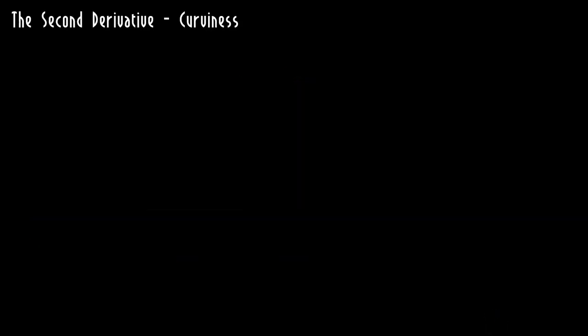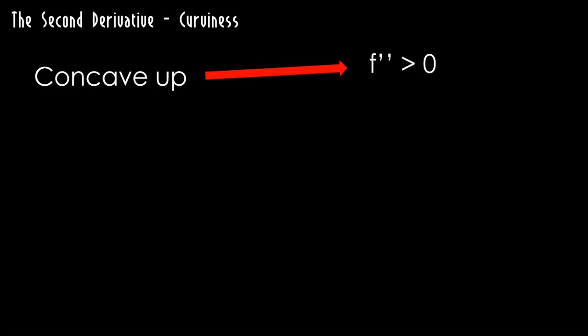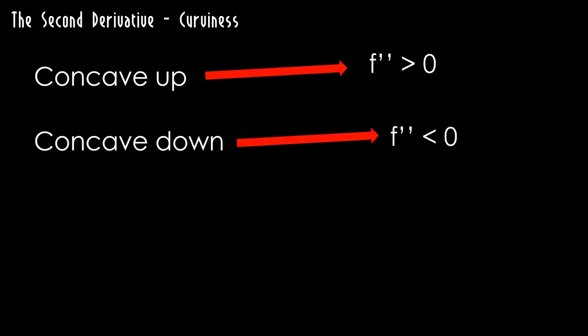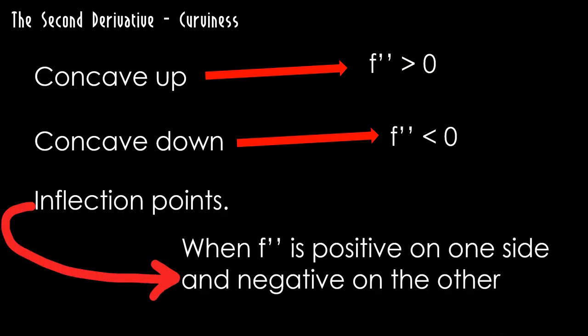Second derivative tells us about curviness. We have two choices, concave up and concave down, and we'll talk more about that in a second. You have concave up when the second derivative is positive, and you have concave down when the second derivative is negative. You have an inflection point when you have different concavities on either side of that point. So f double prime is positive on one side and negative on the other.